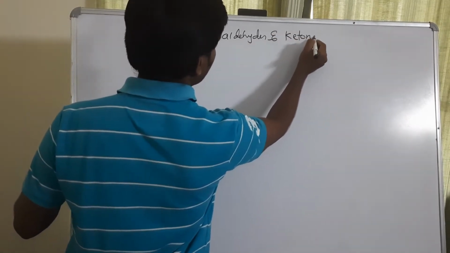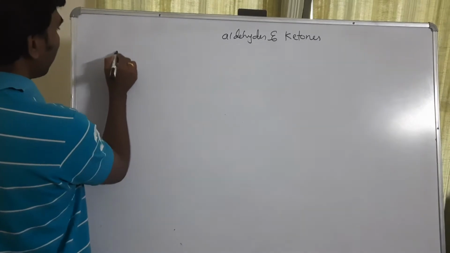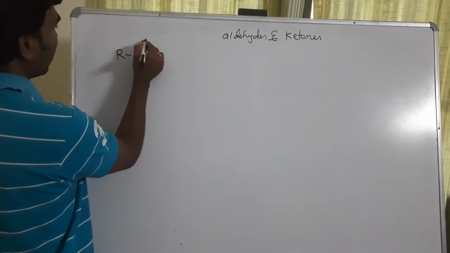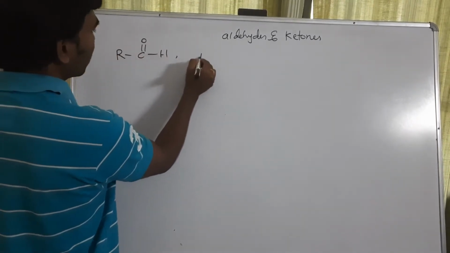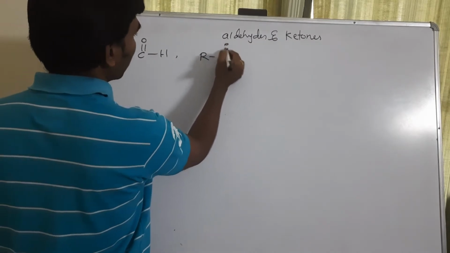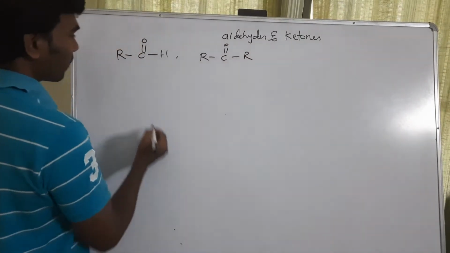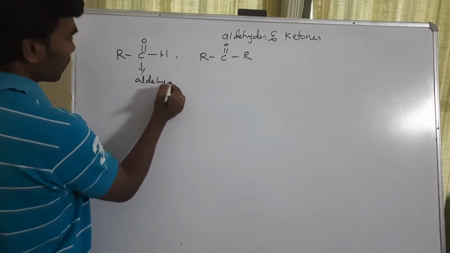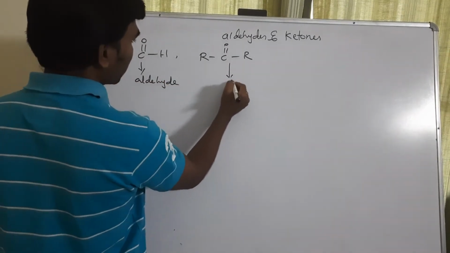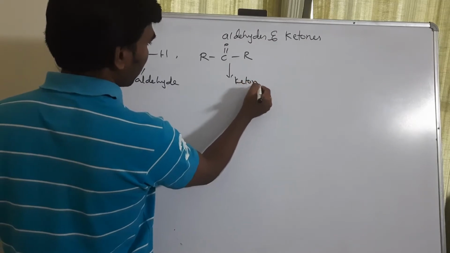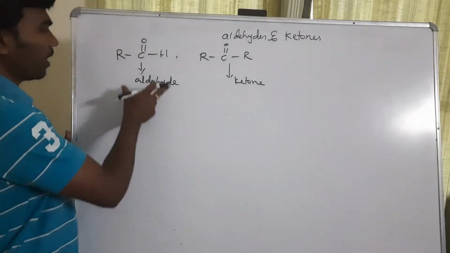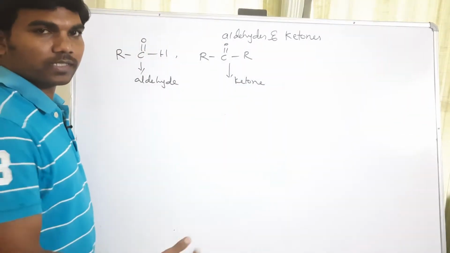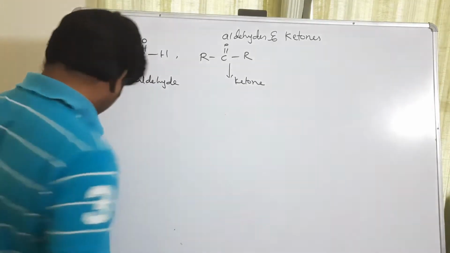Aldehydes and ketones. So the aldehyde functional group is this one, RC double bond O, H. RC double bond O, R stands for ketone. So the name of this functional group is aldehyde. So the name of this functional group is ketone. Okay, how can we prepare aldehydes and ketones? We are going to discuss one by one.